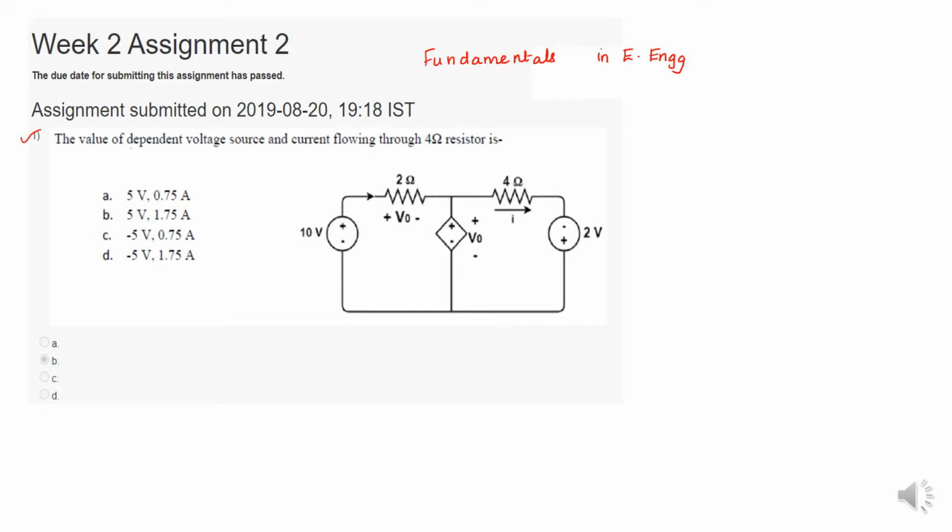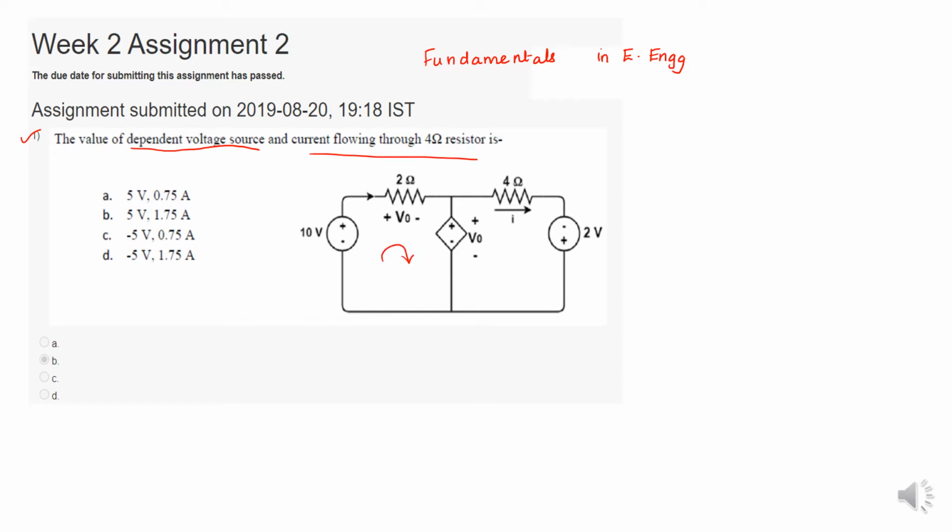The value of the dependent voltage source and the current flowing through the 4 ohm resistor. In this circuit, it consists of two loops. This is loop number 1 and this is loop number 2. First of all, I am going to consider loop 1 and then apply KVL. In loop number 1, I have to mark the current direction.